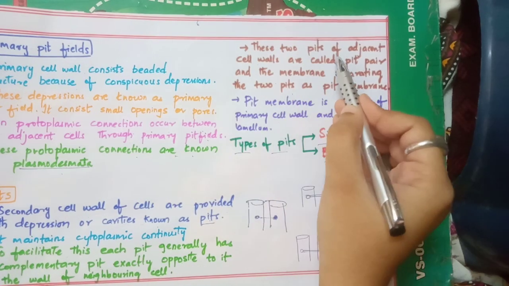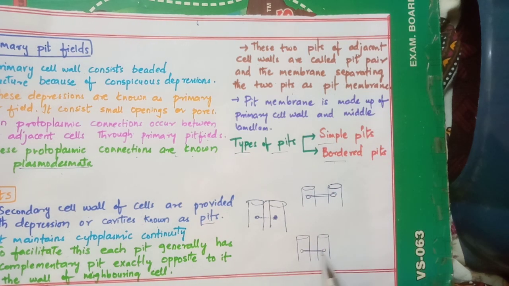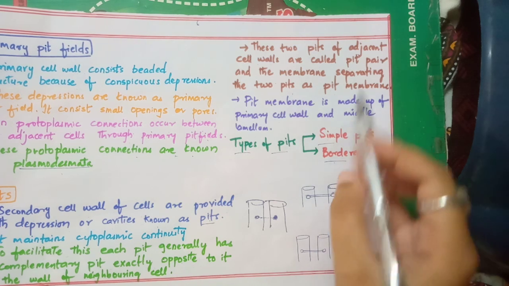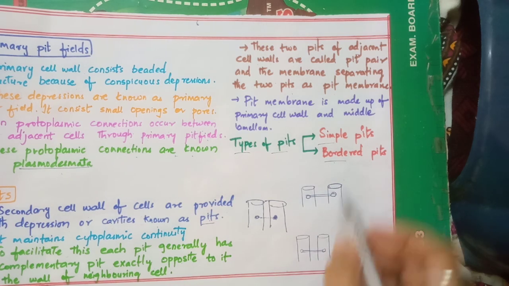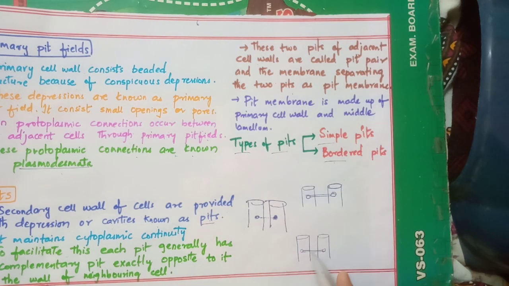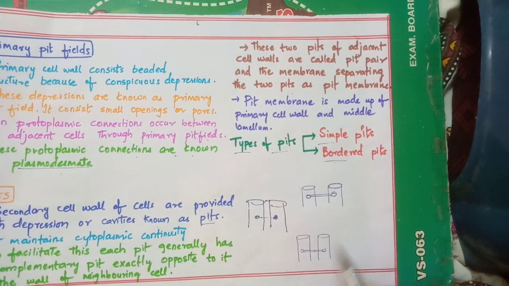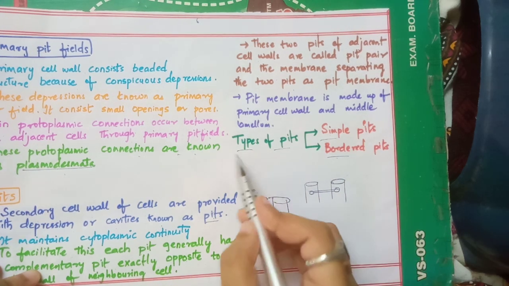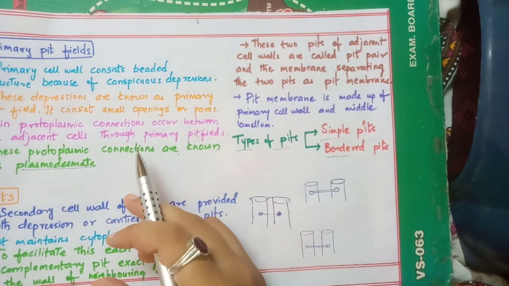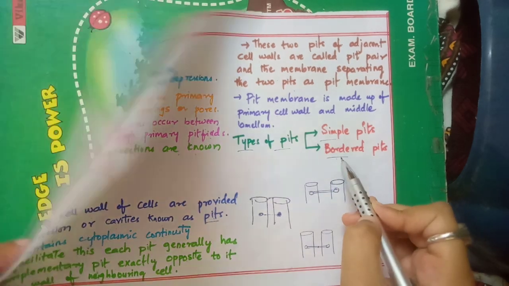These two pits of the adjacent cell walls are exactly opposite and formed adjacent to each other, so it is known as a pit pair. And the membrane that is separating the two pits is known as the pit membrane. This pit membrane is made up of the primary cell wall and middle lamella. Then coming to the types, generally there are two types of pits formed: simple pits and bordered pits.